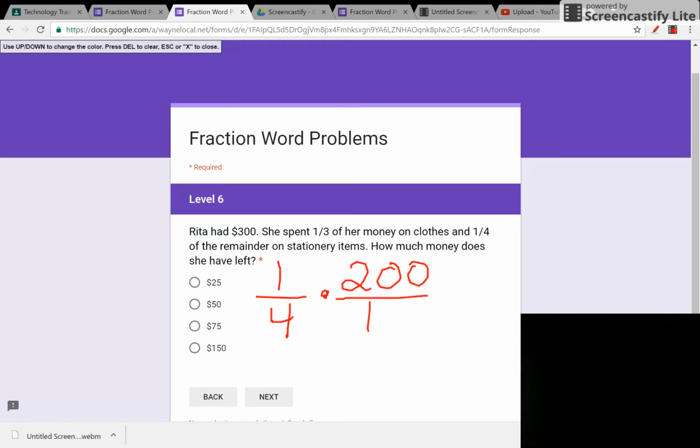The 4 and the 200 would cancel. If that confuses you, just think about it with just the 20. 4 goes into 20 5 times, so just add a 0. So right here, 4 would go into 200 50 times. 50 times 1 is 50.